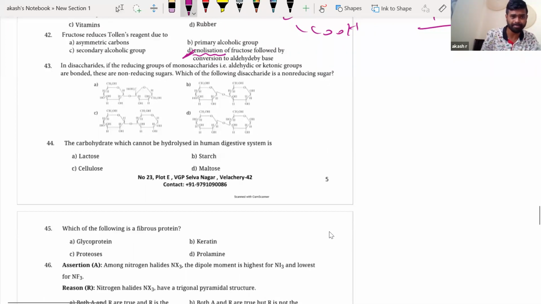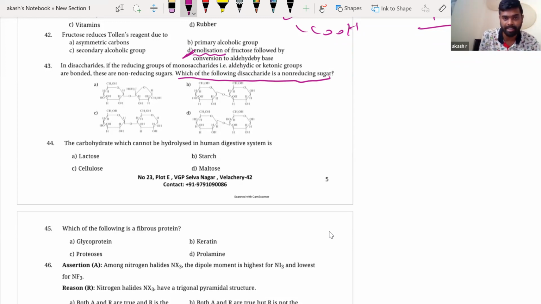Okay. Next. In the following disaccharides, if the reducing groups are monosaccharide, ketonic groups are bonded, these are reducing sugars. Forget about it, right? Which of the following disaccharides is a non-reducing sugar? Now we know what I have to look for. I have to look for hemiacetal. If a hemiacetal is present, it is going to be a reducing sugar. If it is not present, a non-reducing sugar.